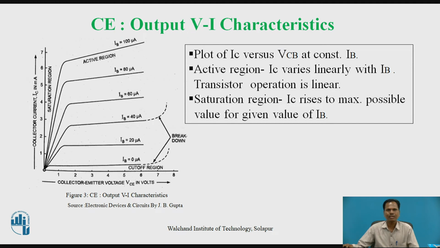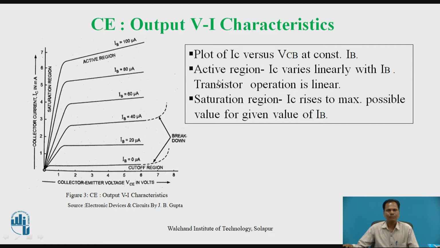Now let us go for the output characteristic of a transistor in common emitter circuit configuration. In common emitter circuit configuration, the output characteristic is a graph of output collector current IC versus the output collector to emitter voltage VCE at constant input base current IB. So in the active region, the collector current IC varies linearly with the input base current IB.